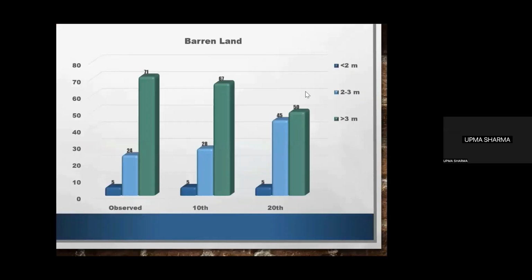Now you can see in the barren land waterlogging conditions. The area between 2 to 3 meter, which is potentially waterlogged, has increased from 24 to 28 in the 10th year, then to 45% in the 20th year. While highly waterlogged conditions have decreased from 71 to 67, then to 15, as the land which is barren has space and a drainage system available for moving of water.